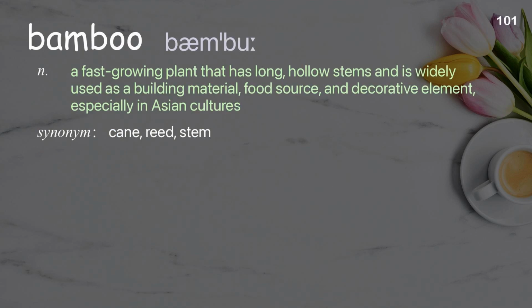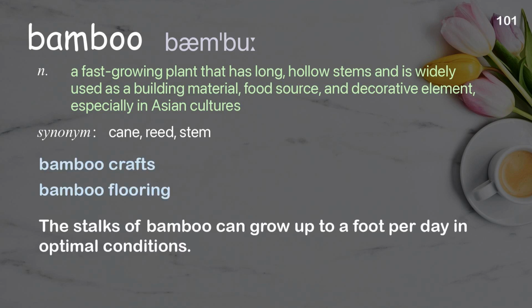Bamboo. A fast-growing plant that has long, hollow stems and is widely used as a building material, food source, and decorative element, especially in Asian cultures. Examples: Bamboo crafts. Bamboo flooring. The stalks of bamboo can grow up to a foot per day in optimal conditions.